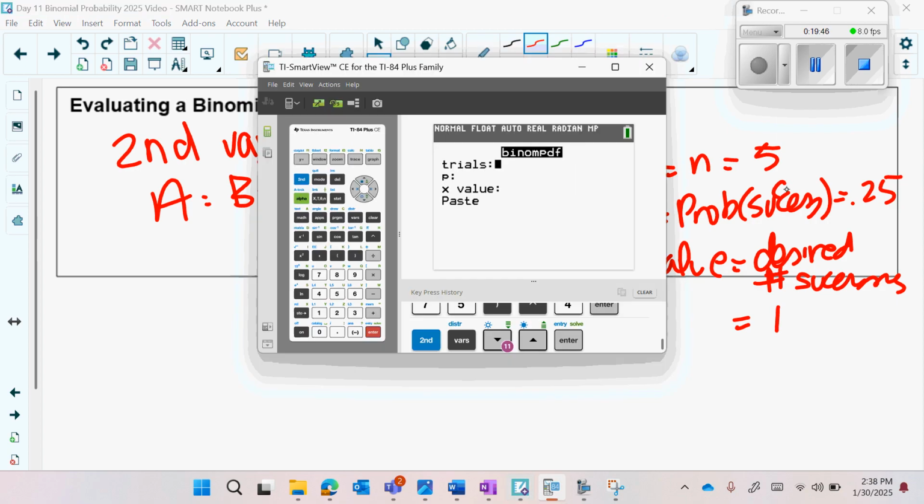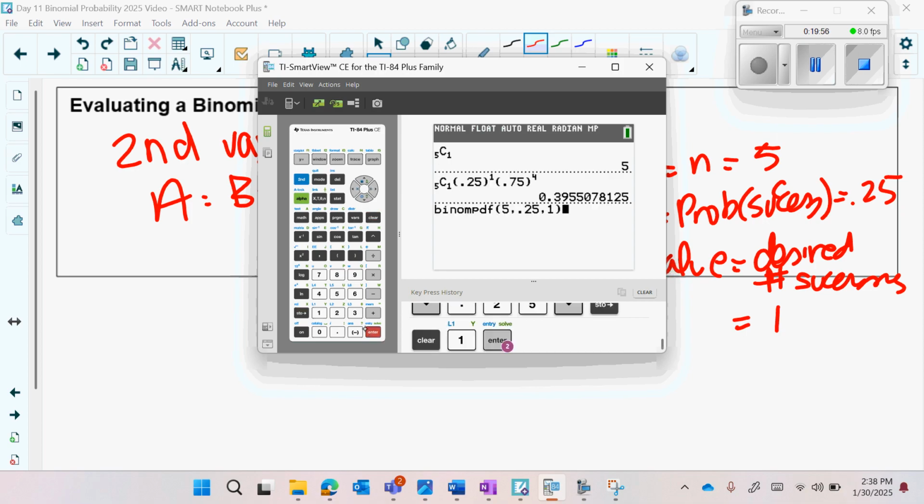So we're going to press trials 5. We're going to press probability of success 0.25, and we're going to press x value 1. When you hit enter, you're going to get your answer, and guess what? It's going to be the exact same answer as above. So the binomialpdf function will do the binomial formula for you, and you do not have to do it yourself, which is beautiful.